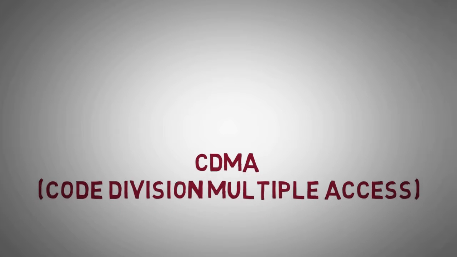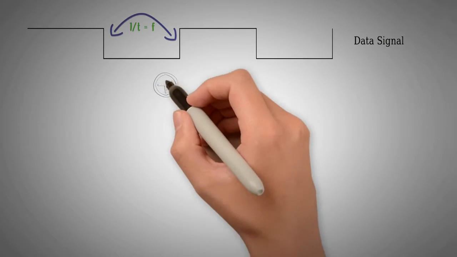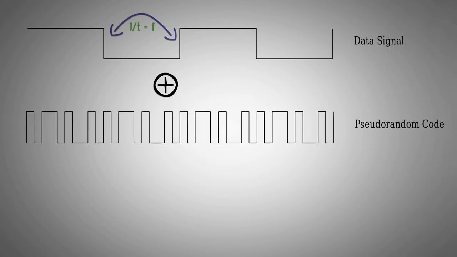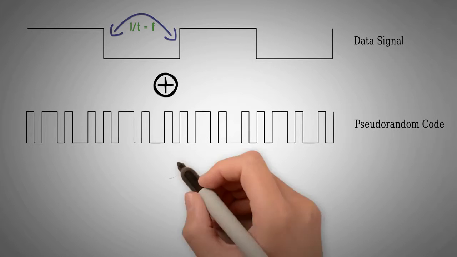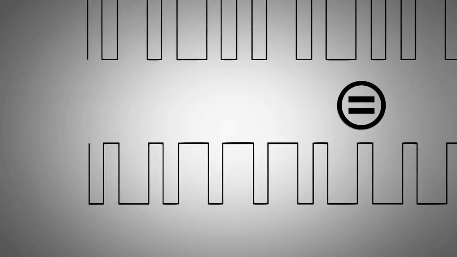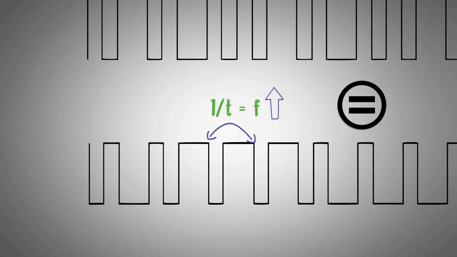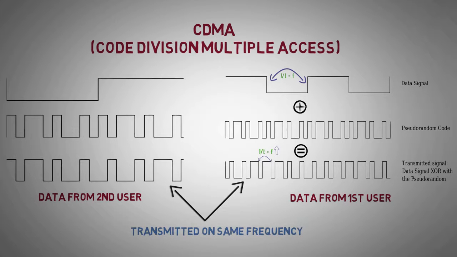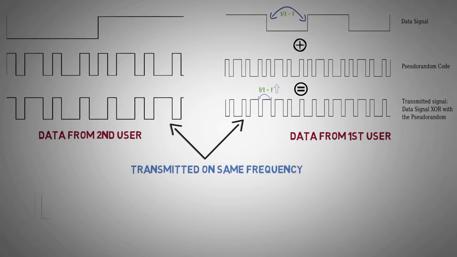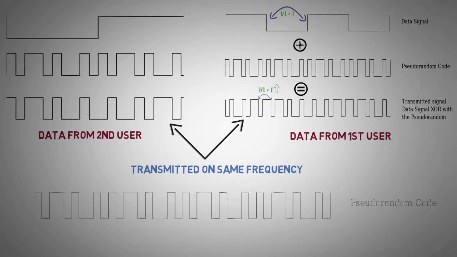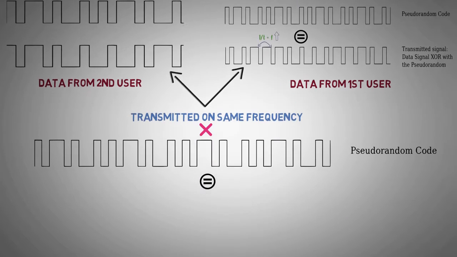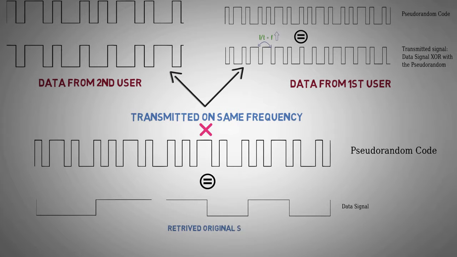CDMA, based on code division multiplexing, is a technique in which the data bits are modulated by a high-frequency orthogonal sequence of bits such as Walsh codes, or pseudo-random codes such as Gold codes, to spread the signals over a large frequency band. Multiple such signals from different users are then transmitted over the same frequency band. In order to retrieve the signal, the receiver must have the same spreading sequence, which is multiplied to this composite signal in a process called despreading. This makes CDMA very secure and robust.